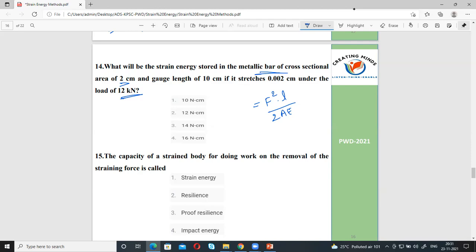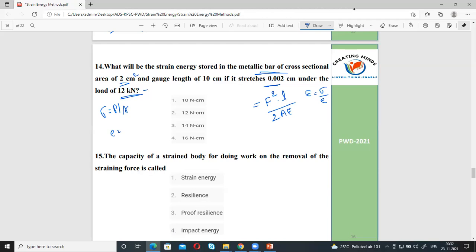The area is 2 centimeters square. E is given, Young's modulus is given as a strain. So E equals sigma by strain, I think the same type of problem we solved previously. Sigma is unknown, right? How to calculate E now? Sigma is P by A. P is known, A is known. So this is a very good problem.